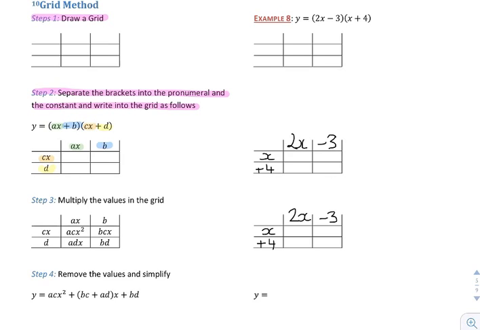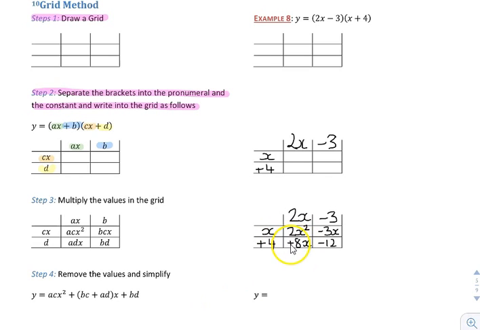So growing up, you will have had a 10 by 10 or a 12 by 12, and you multiply 1 times 1 to get 1 in the first box and so forth. In this particular case, we're going to multiply 2x by x to get 2x squared. And then negative 3 times x is negative 3x, positive 4 and 2x is 8x, and then negative 3 and 4 is negative 12.